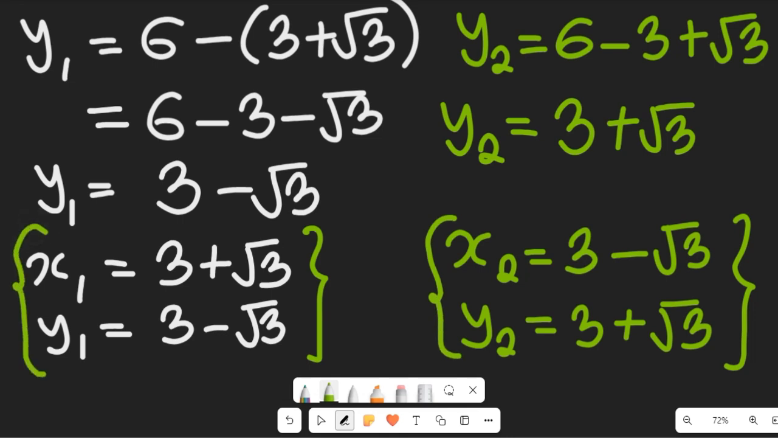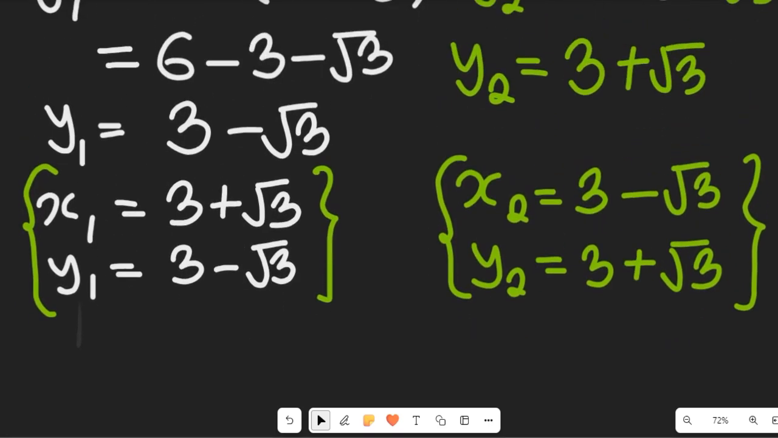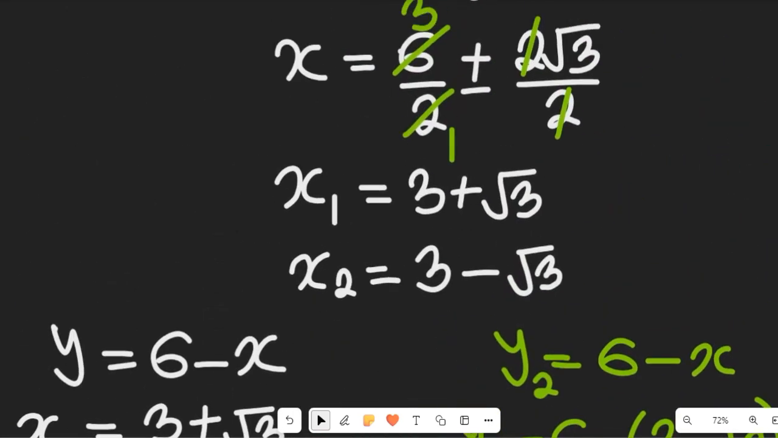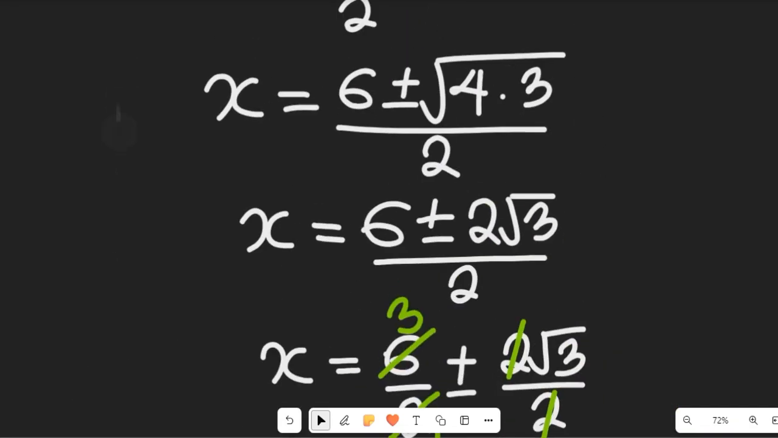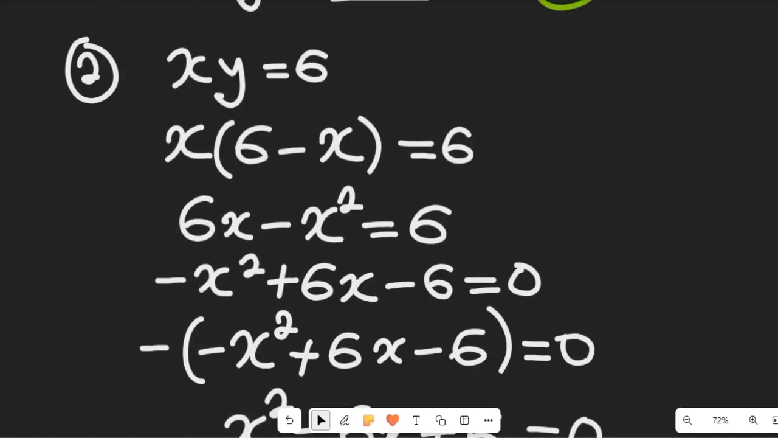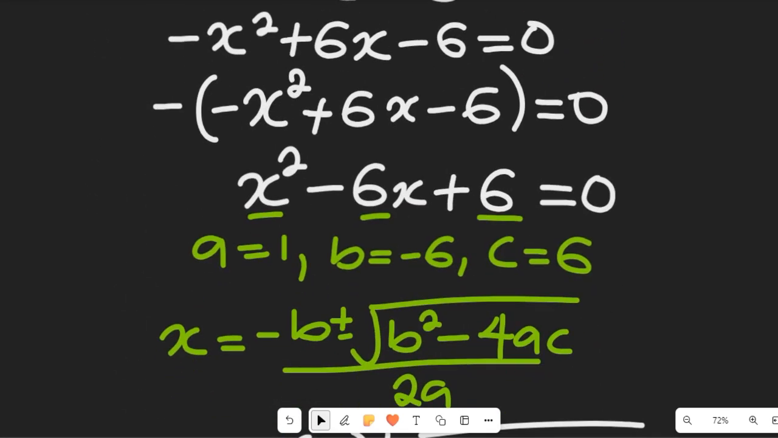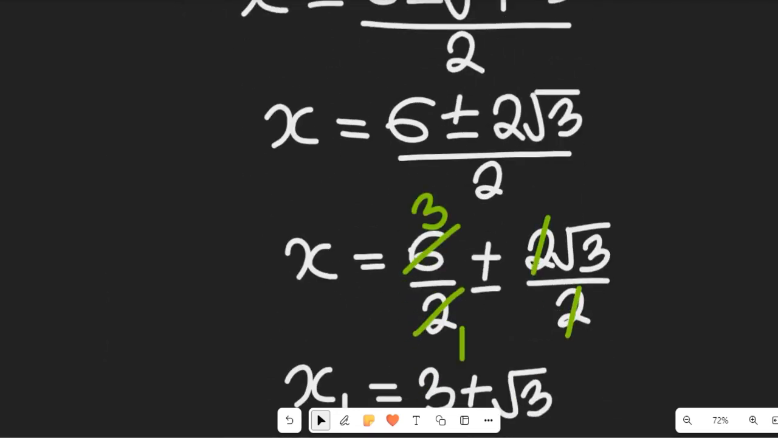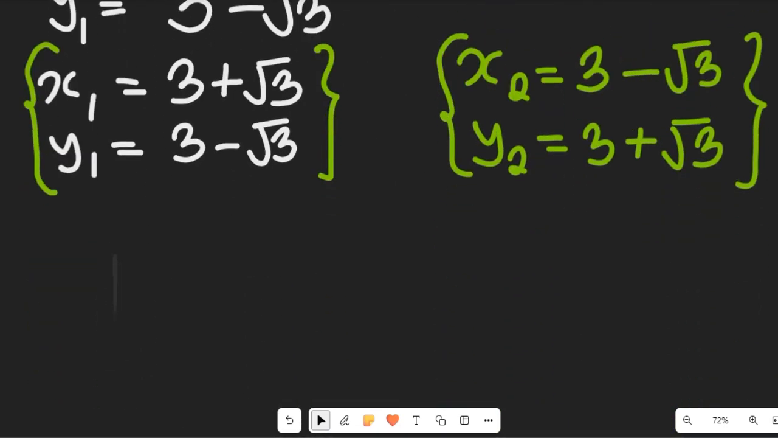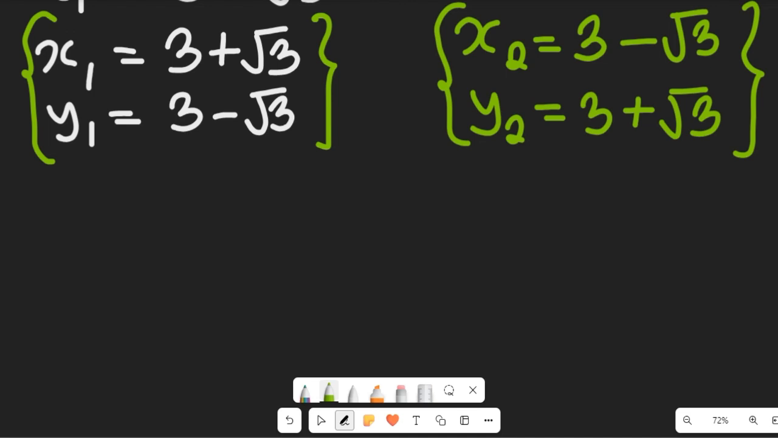So what do we do here? We are going to check if our solutions are actually right. Remember, in the first expression, we are given that x plus y is equal to 6, and x multiplied by y is equal to 6. So will this solution actually be correct? Let's consider this. We have x plus y, we are told, is equal to 6. So if we insert the values of our x1 and x2, will it give us 6?